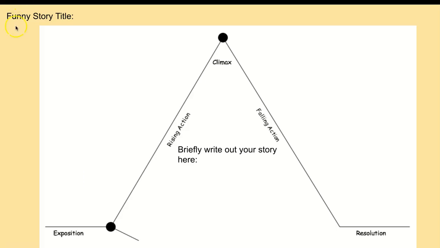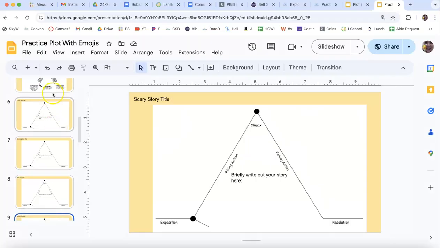So you're going to notice, look right here, it says funny story, shocking story, sad story, scary story. You don't have to do all of those. You get to pick whichever two you want. If you want to do a funny and a scary, great. If you want to do a sad and a scary, whatever you like most. And if you want to change these, if you wanted to do like adventurous instead, you are welcome to change this, okay?